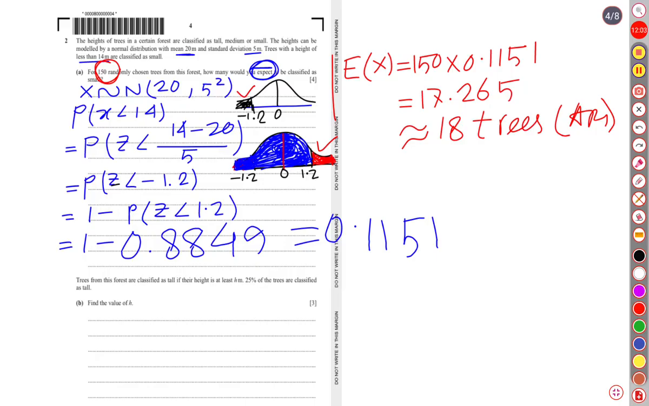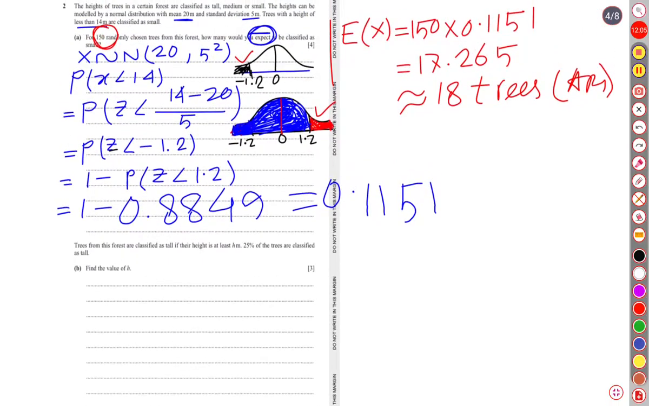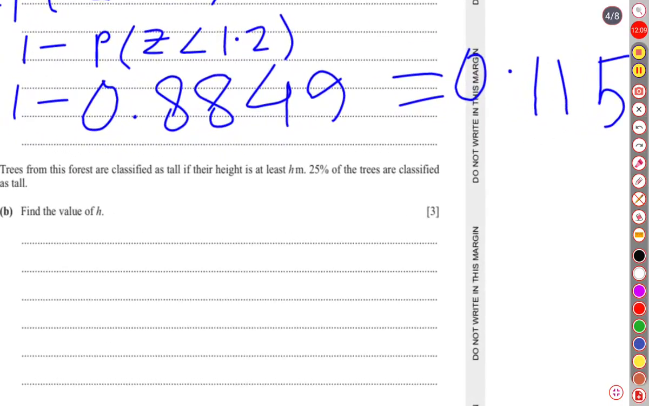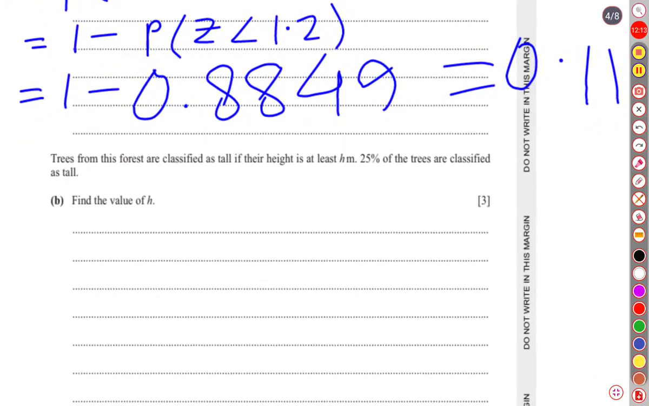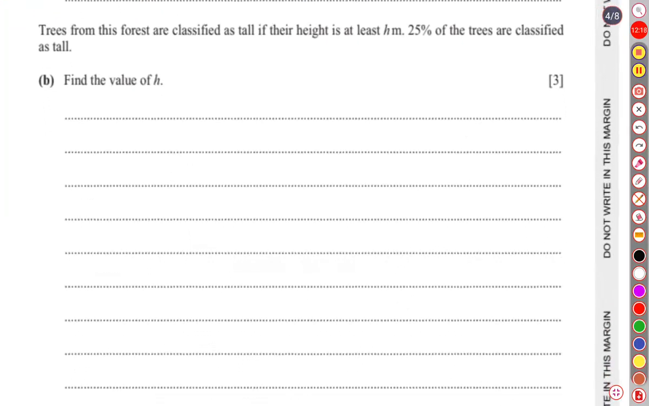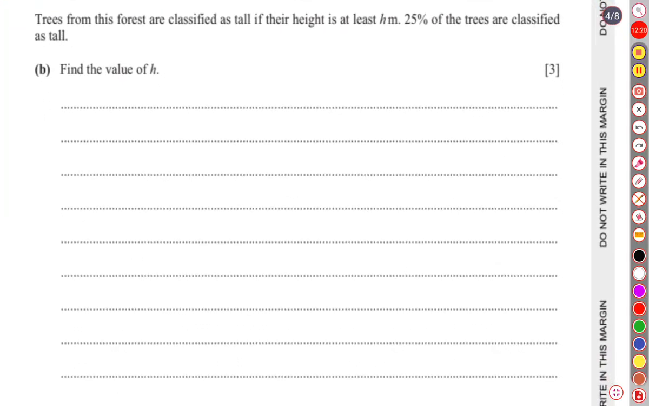Well, let's move on to the immediate next question. The immediate next question says, trees of this forest are classified as tall if their height is at least h meters. 25% of the trees are classified as tall. Find the value of h. So following the previous solution, we can solve it easily because we are still under the same normal distribution. So for the normal distribution, we know X belongs to the normal distribution and the parameters are what?